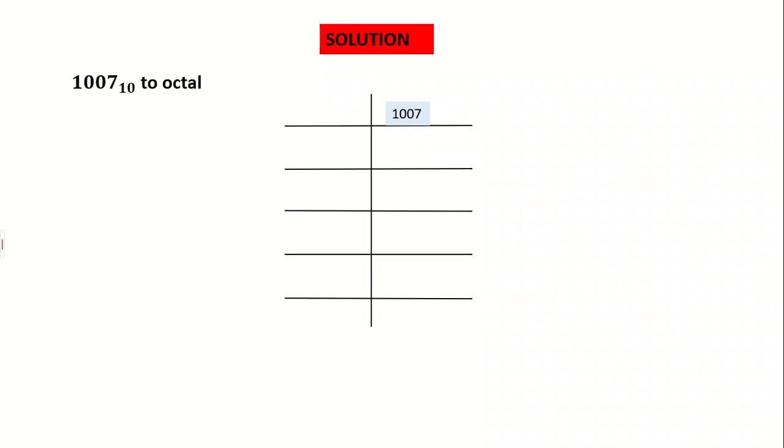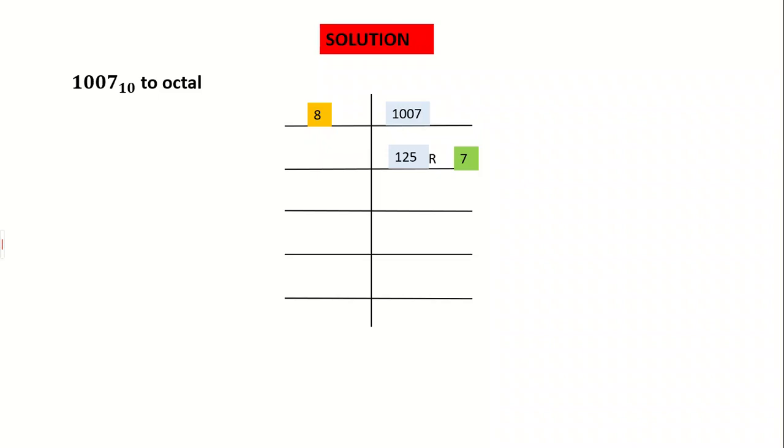Now, the base you are converting to is what you are going to be dividing the number with. You'll be dividing this number by the base you are converting to, which is base 8. So bring down your 8. How many times can 8 be found in 1007? It's going to give you 125, with a remainder of 7.